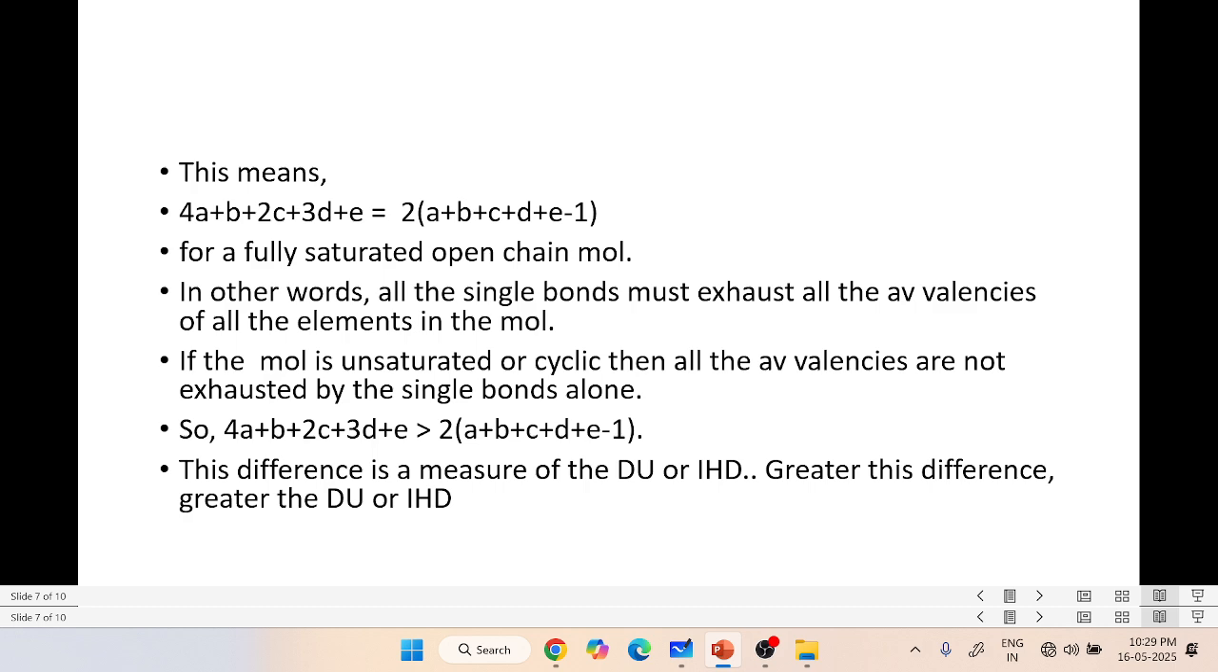Now if the molecule is unsaturated or cyclic, then all the available valencies are not exhausted by the single bonds alone. So that's why they form the rings and the pi bonds and everything, right? So what happens is all the available valencies, 4a plus b plus 2c plus 3d plus e, will be greater than 2 into n minus 1. So now this difference is a measure of the DU or IHD. Greater the difference, greater the DU or IHD.